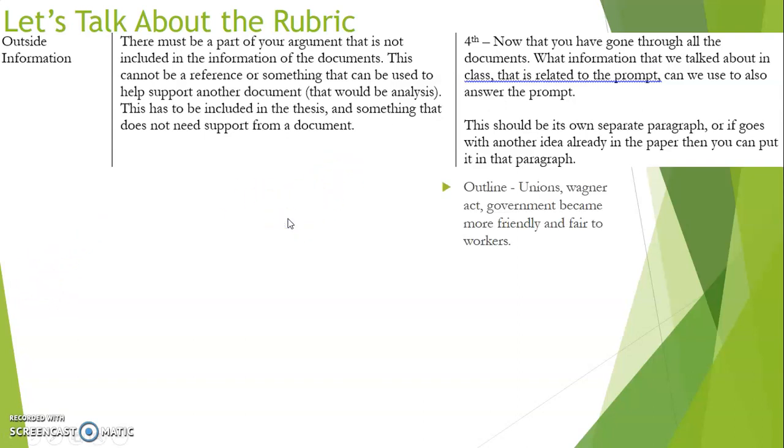For our in-class paper, I stated that unions, the Wagner Act, the government becoming more friendly and fair to workers would probably be the easiest thing. Even in my outline, I outlined this like an ACE. My answer is unions. My cite or example is the Wagner Act. And my explain is how that changed the government as the government becomes more friendly and fair to workers.